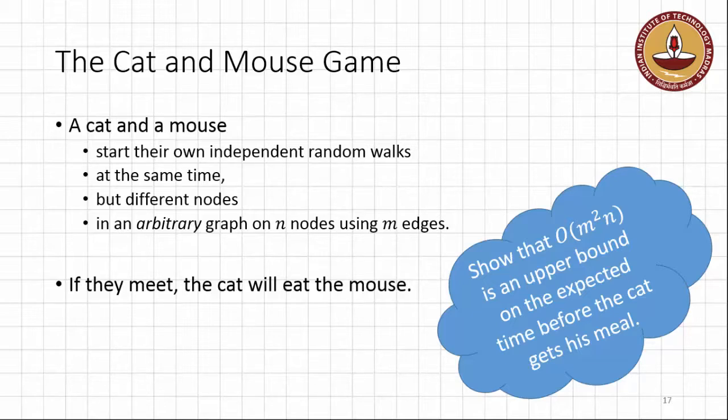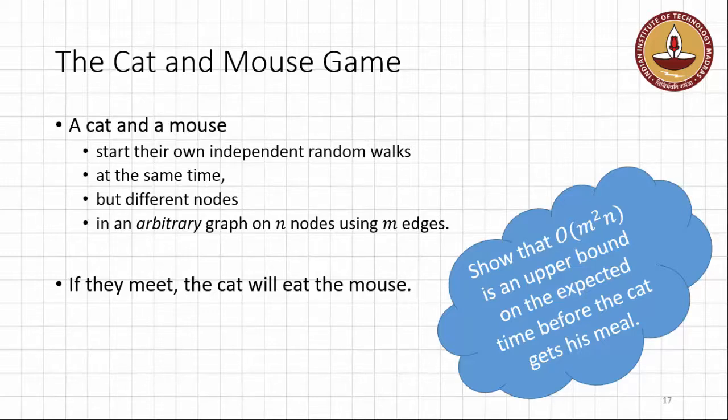But of course, being good theoreticians, instead of posing the problem in that manner, we'll try to pose it in a little bit more fun way. We treat this as a game between a cat and a mouse. They start at their own independent locations, and they do their own independent random walks. They start at the same time. And this is an arbitrary graph that they're both exploring.